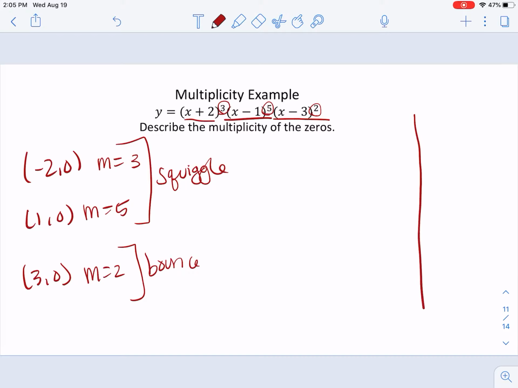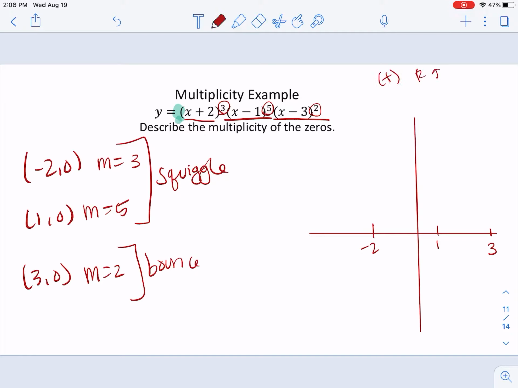So let's sketch that out. I'm going to go ahead and just put the general location. I have a -2, 1, 3. Because there's not a negative sign in the front, I know that this is a positive graph. And I know for positives, the right side goes up. So I'm going to say that up here, this is going up at some point. So that's going to be the information that I use to start.